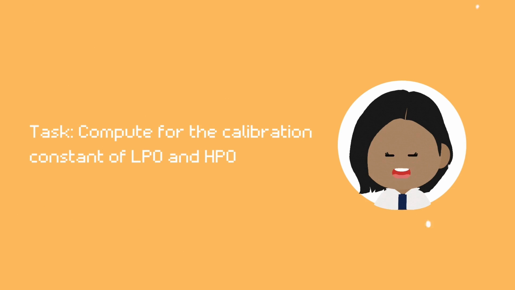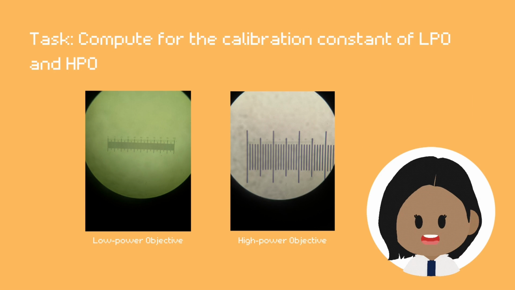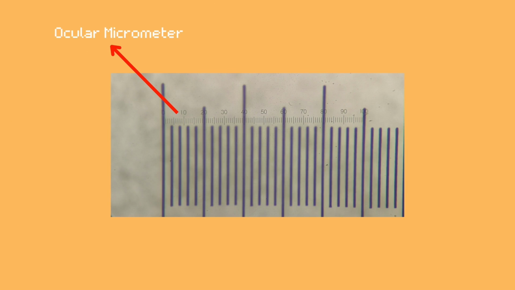Now we are given the task to compute for the calibration constant of LPO and HPO. Here's how the specimens appear under the microscope. Let's look at the specimen under the high power objective. If you look closely, there are two rulers present, the ocular micrometer and stage micrometer. Whenever computing for the calibration, take note that the zero line of the ocular disc scale must be aligned with that of the stage micrometer scale.